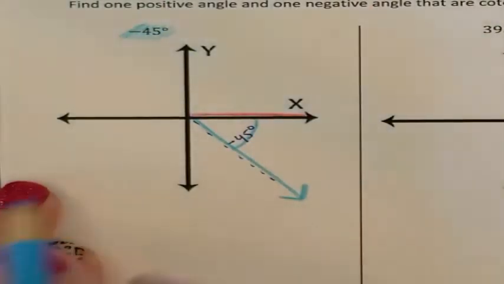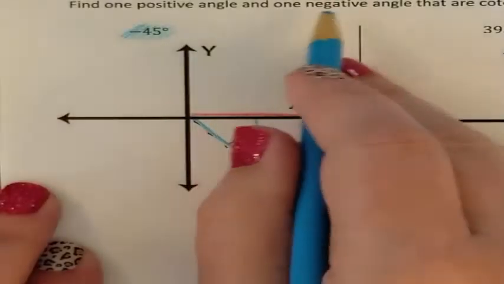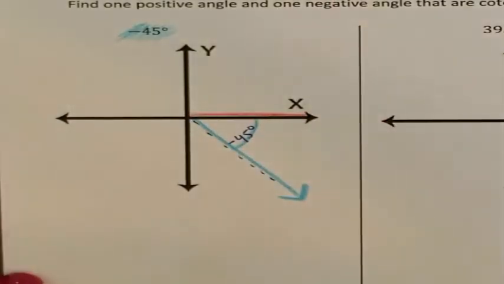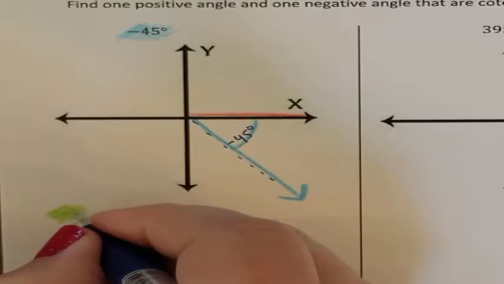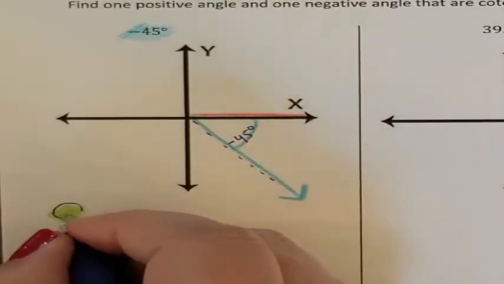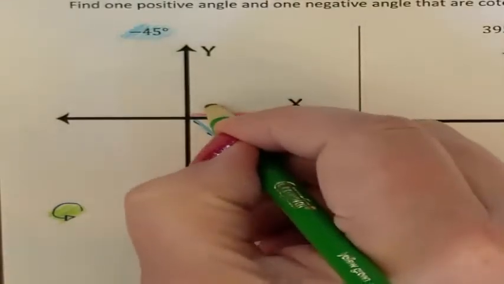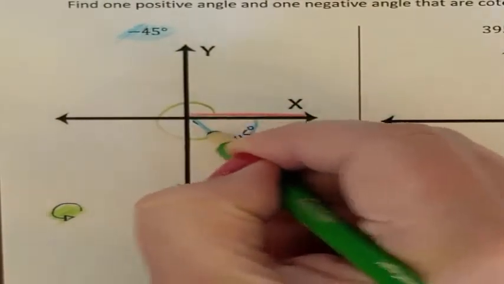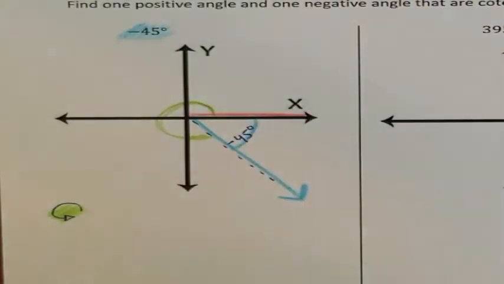They want us to find two other pathways to get to this same exact spot. One positive, one negative. So we're going to use green to find what our positive angle is. To find the positive angle, we're going to start here and go this direction, counterclockwise. If I started here and needed to travel all the way around this way to get to that angle, this path is going to land us right where we're supposed to.